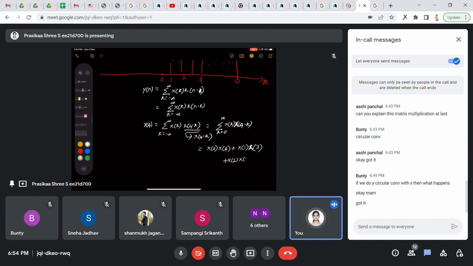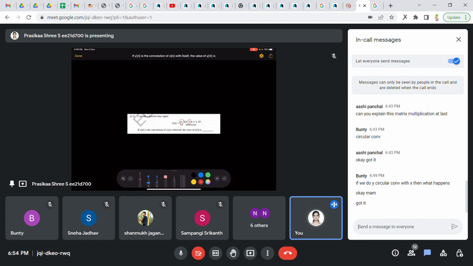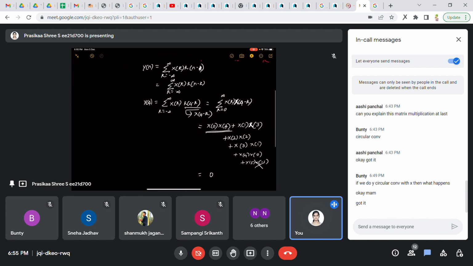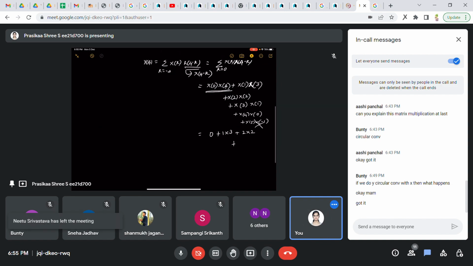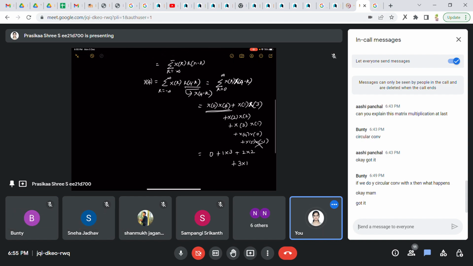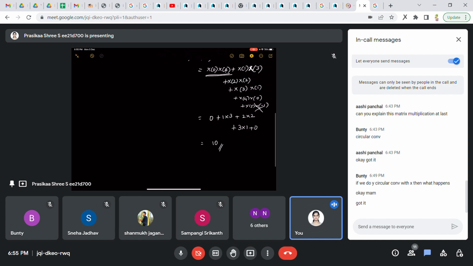So we have x of 0. This is 0 obviously, because for 0 it is 0, for 1 it is 1. That's why I plotted a sequence like this. At 0 it is taking a value of 0, at 1 it takes a value of 1, at 2 a value of 2, at 3 a value of 3. It's a ramp sequence. And again 0. So what you will be getting is the final answer, 10.